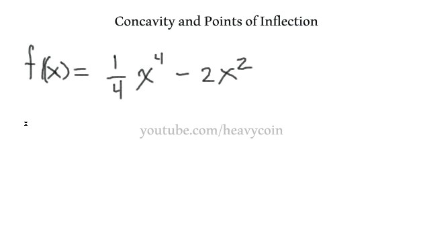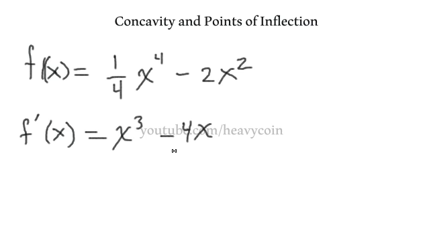Okay, so what we want to do here is take the first derivative. Let's find the first derivative. And let's see, taking the 4 out front, 1/4 times 4 is 1. And so you're left with x to the 3rd minus, and then bring the 2 out front, so that's 4x. So at this point in the game, I'm hoping that you know how to take some simple derivatives like those.